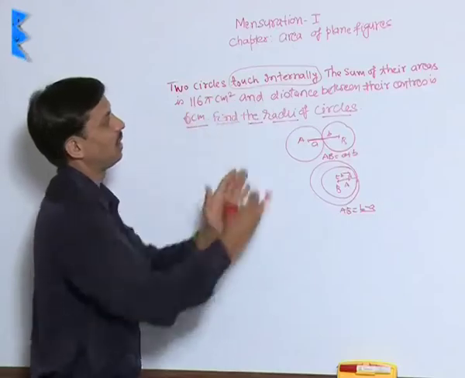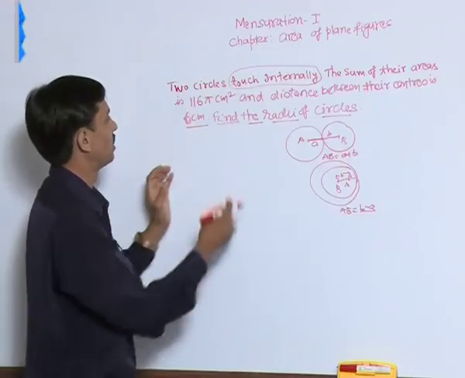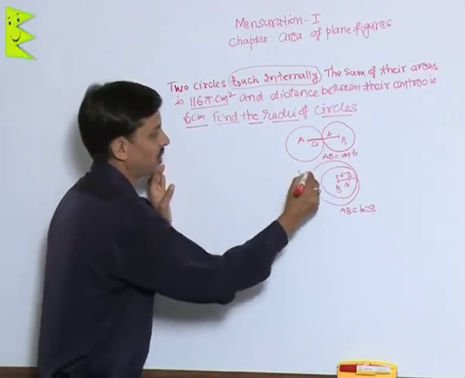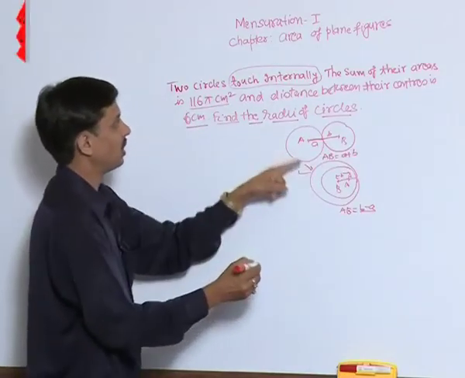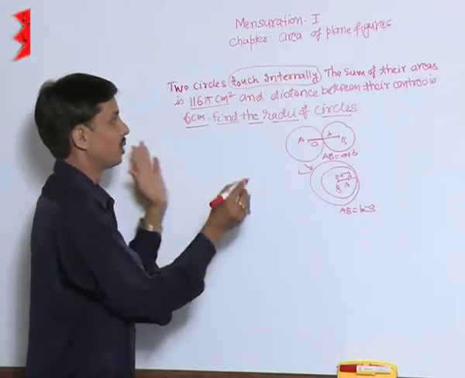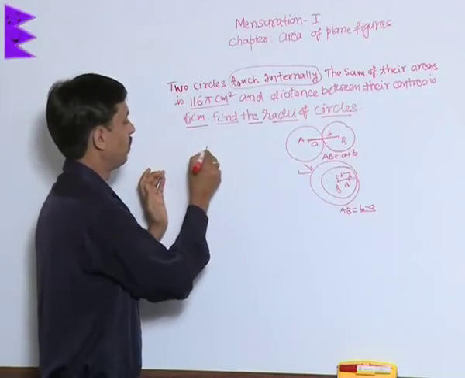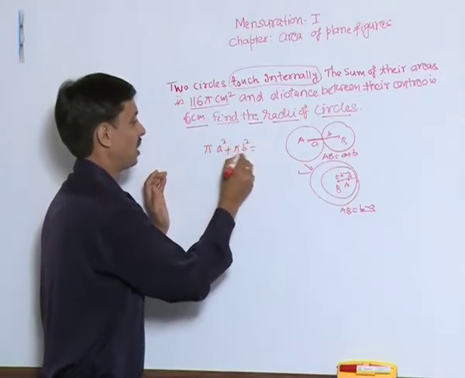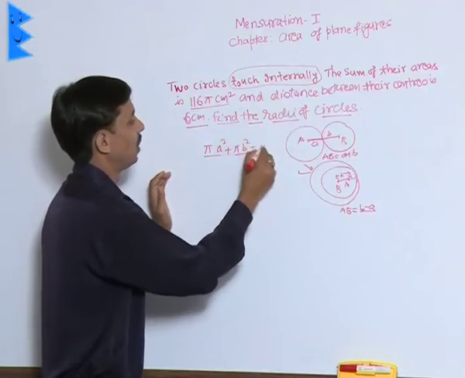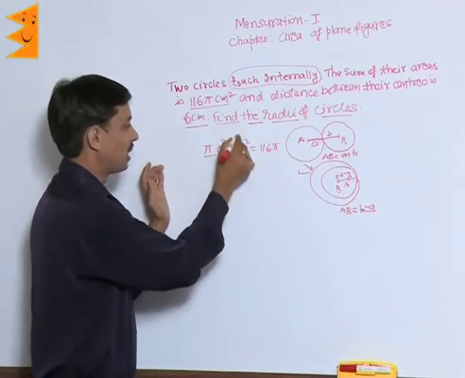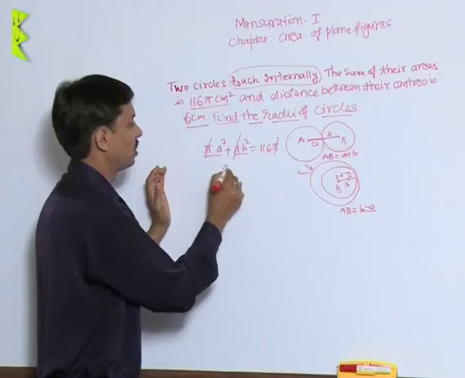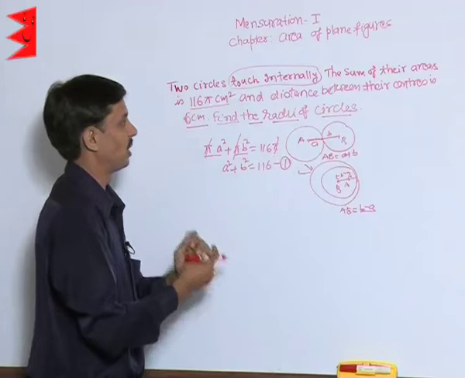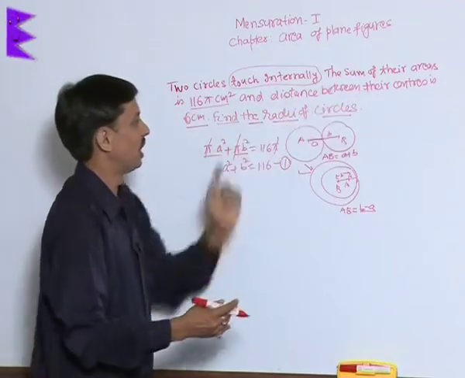Now, two circles touch internally, and the sum of their areas is 116 pi centimeter square. In this case I am taking this figure, the reason being the word written is touching internally. So the area of one circle is pi A square, and pi B square for the other circle, and their sum is given as 116 pi. Then we can cancel pi on both sides, so A square plus B square is 116, equation number 1.